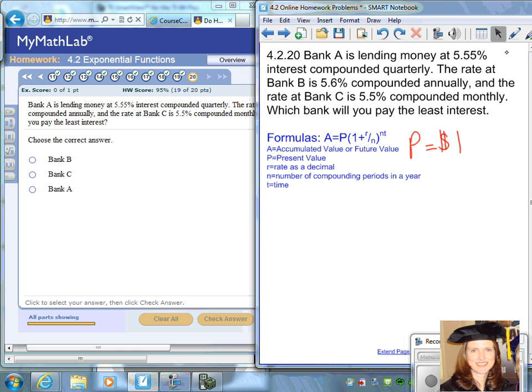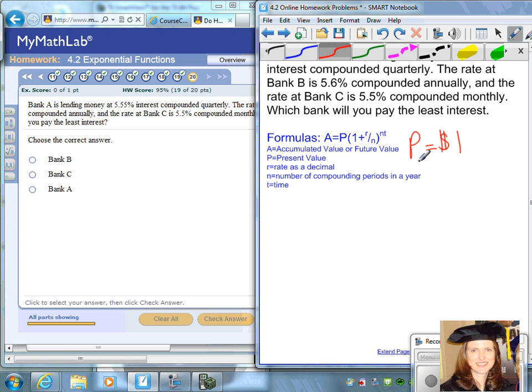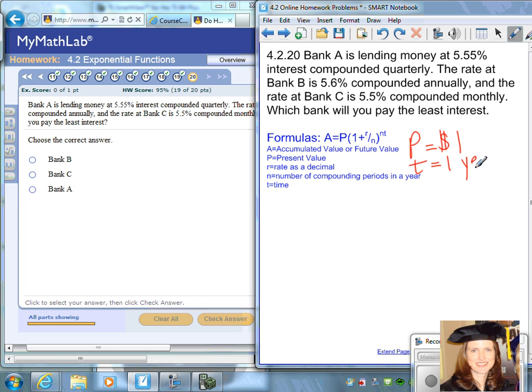Another thing you can do is let the T, the time, you're not given any information here about the time. So you're going to let that be 1 year. So compare at the end of the year, Bank A, B, and C. If you borrow $1 from each one, see in which bank you're going to end up owing more interest. So you can make the comparisons that way.